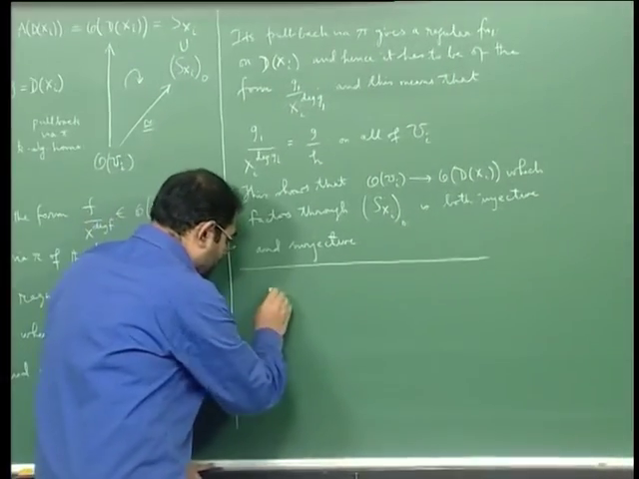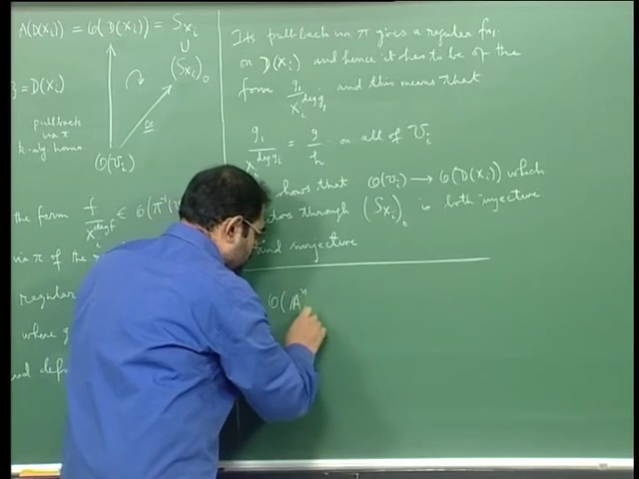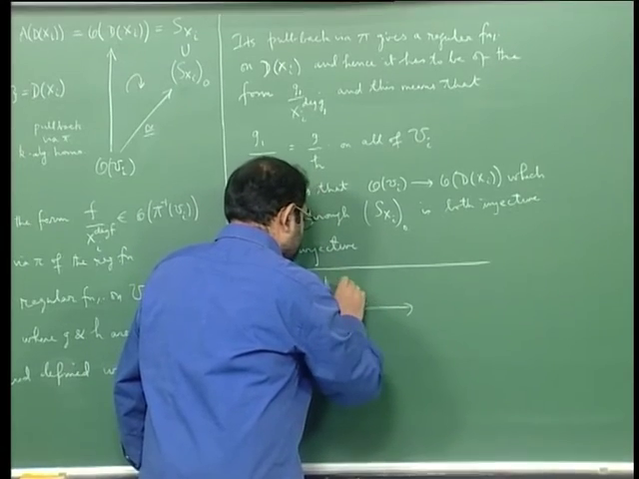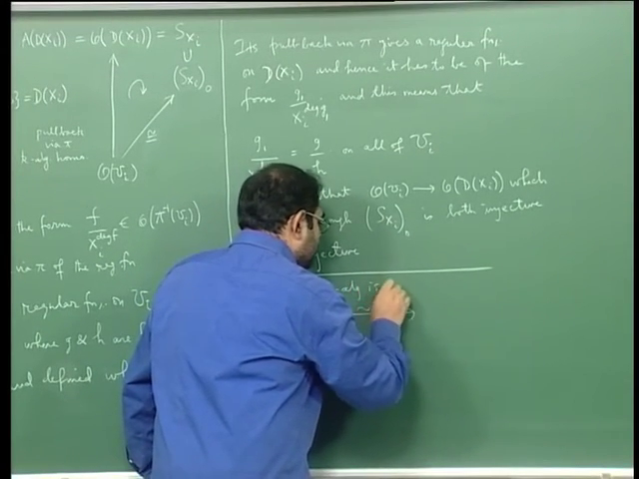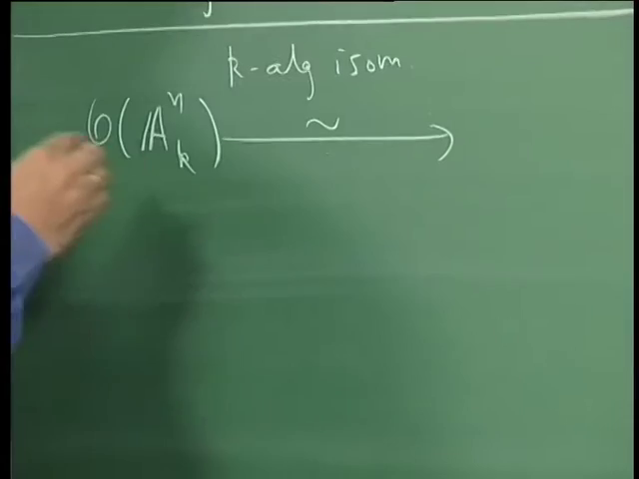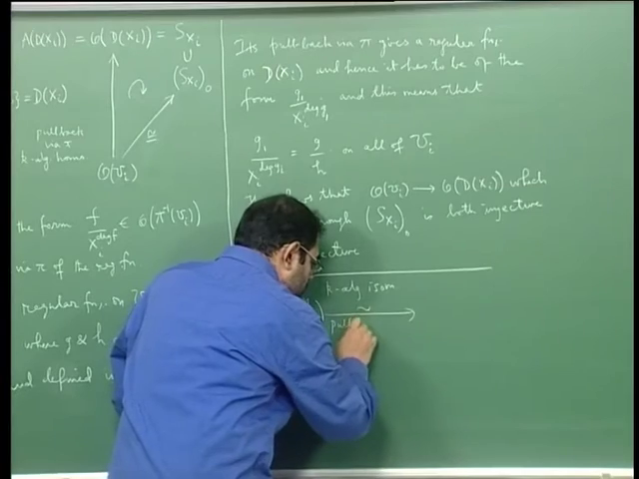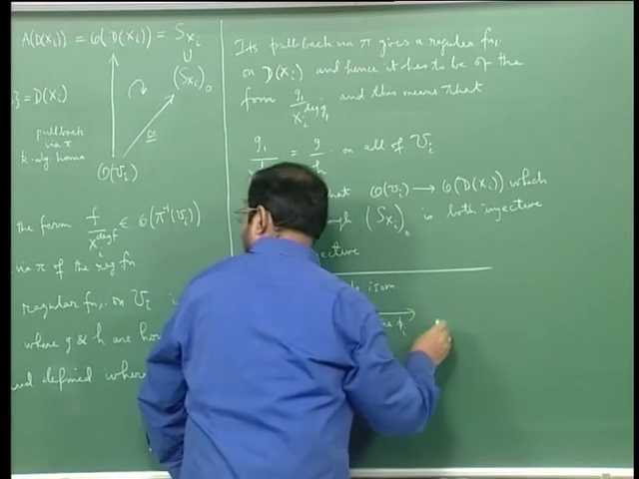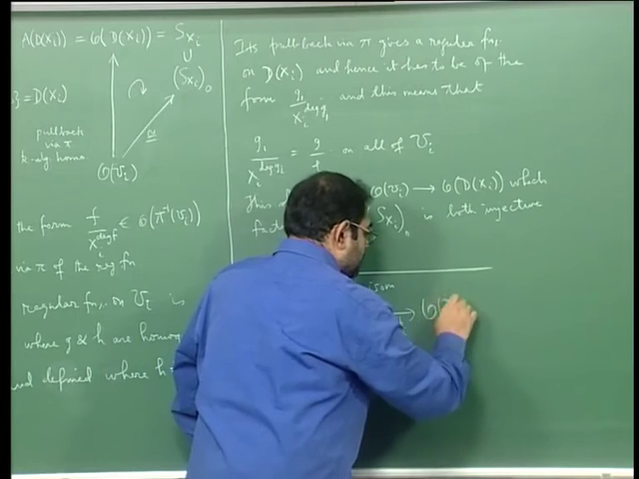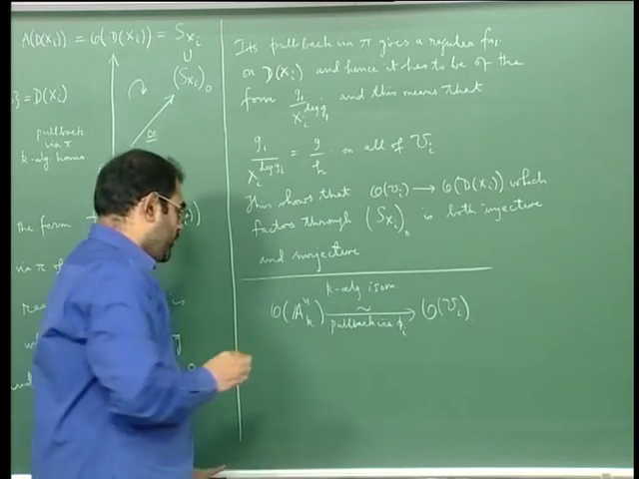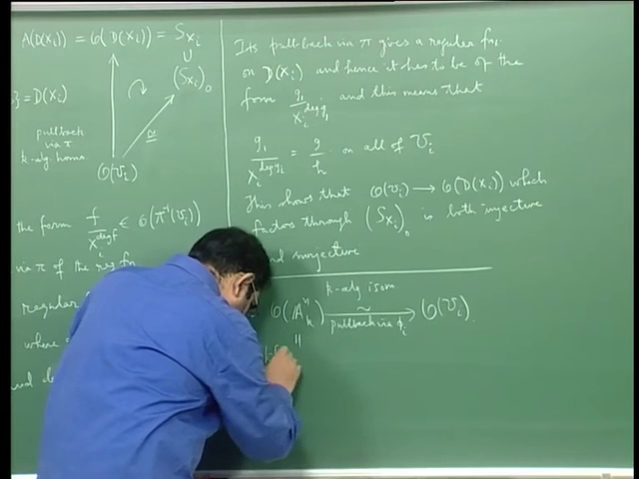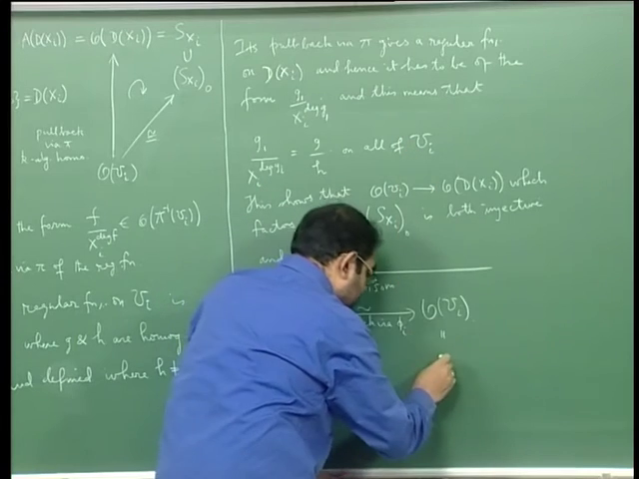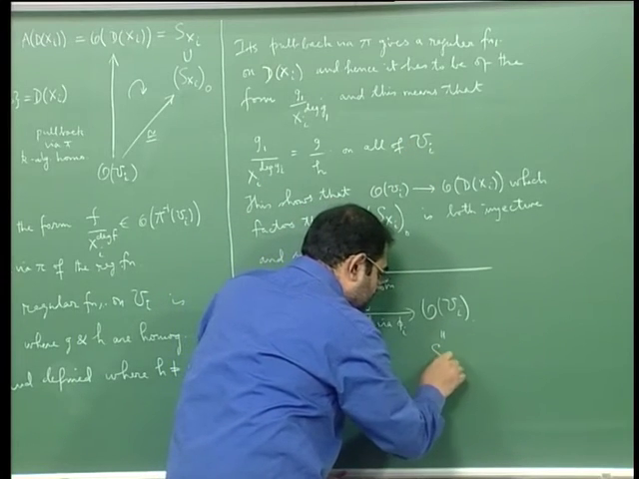So you see, I have O of A^n, and I have this K-algebra isomorphism, which is given by pullback of regular functions via phi_i. This is supposed to give, as we proved last time, an isomorphism with O(U_i), but now you know this is K[T1, ..., Tn], and this is, as we have seen just above, just S localized at Xi.